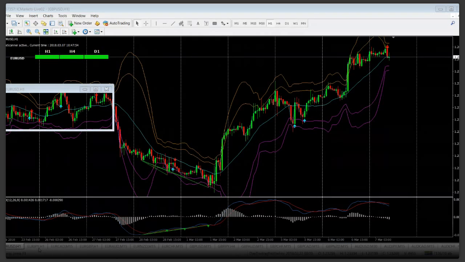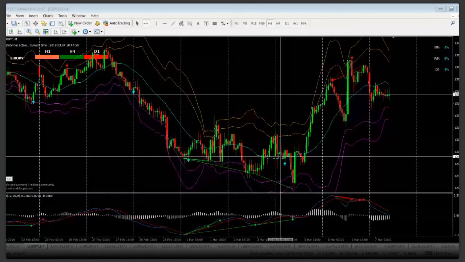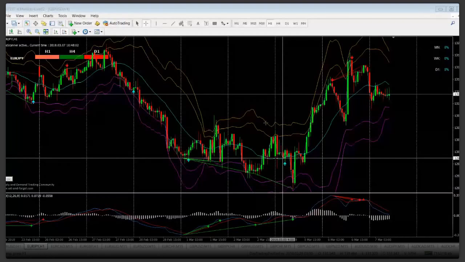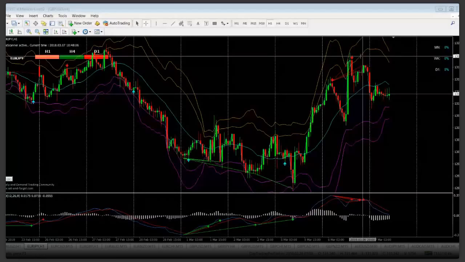Similar story with Euro JPY. Talked about that on Sunday, coming up towards 132, which it hit nicely yesterday. Hit 132 to the pip.